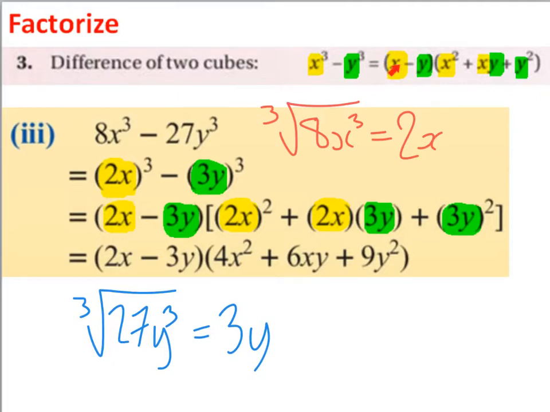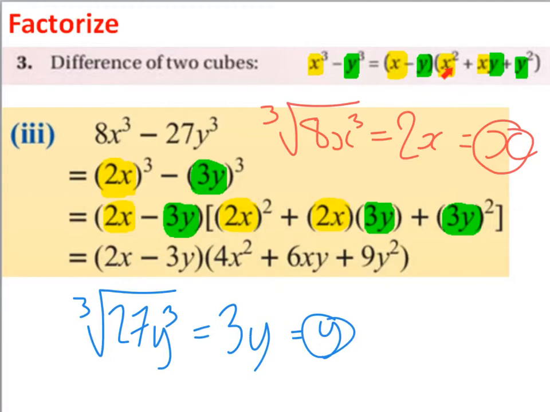So we're going to have x minus y, and we know that the 2x is really equal to the x in the formula. So everywhere we see an x, every yellow part is going to become 2x. So we're going to have 2x, and that's going to be minus y. And the 3y is going to be our y value in our formula. So everywhere we see a y in our formula, we're going to swap it for 3y. So x minus y is really 2x minus 3y.